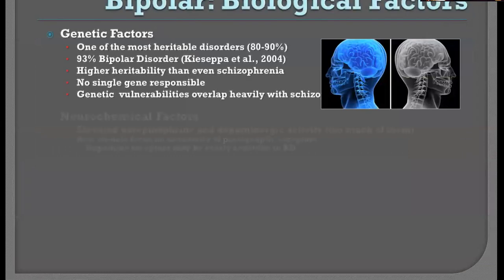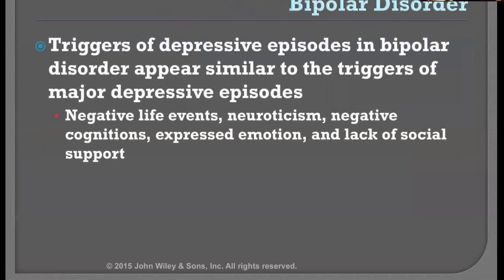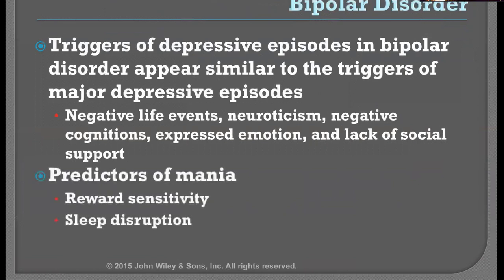All right. This seems to be a repeat slide, so I'm going to skip through this. So this is more of the same. Triggers of depressive episodes in bipolar disorder seem to be very similar to triggers of episodes in unipolar depression: negative life events, neuroticism, negative cognitions, expressed emotion, that's the family structure and family interactions, and lack of social support. And again, predictors of mania: reward sensitivity, goal achievement, sleep disruption. One of the ways that they try to manage bipolar disorder is putting a person on really stable biological rhythms and interpersonal rhythms, and trying to manage the family so the amount of negative conflictual interactions is reduced.